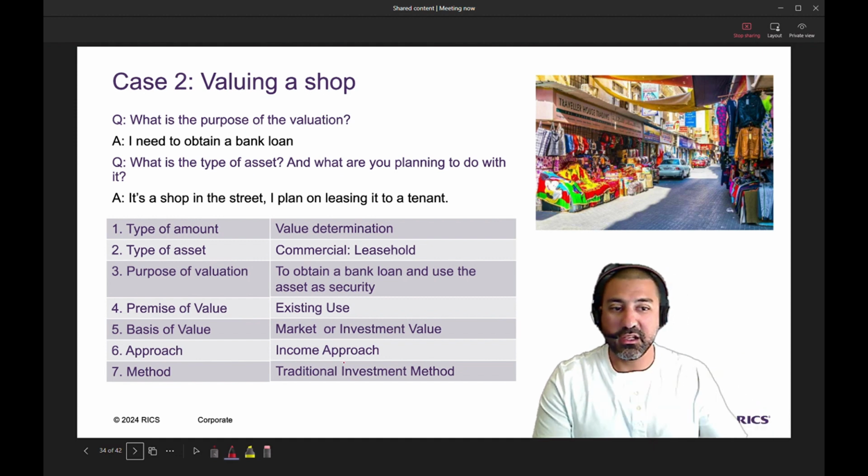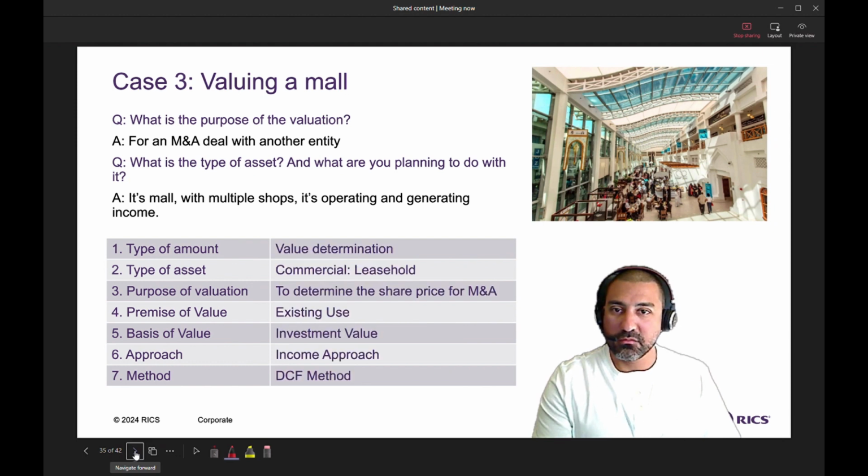Again, you're going to be using the income approach, obviously, whether it's a straight cap method or term and reversion, and you're going to be applying the traditional investment method, right? I have 8 other case studies here. I'm going to leave it to you with the slides.